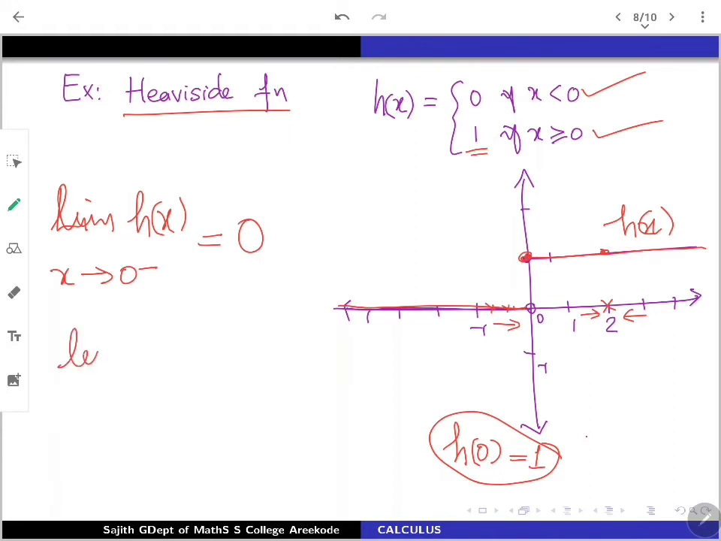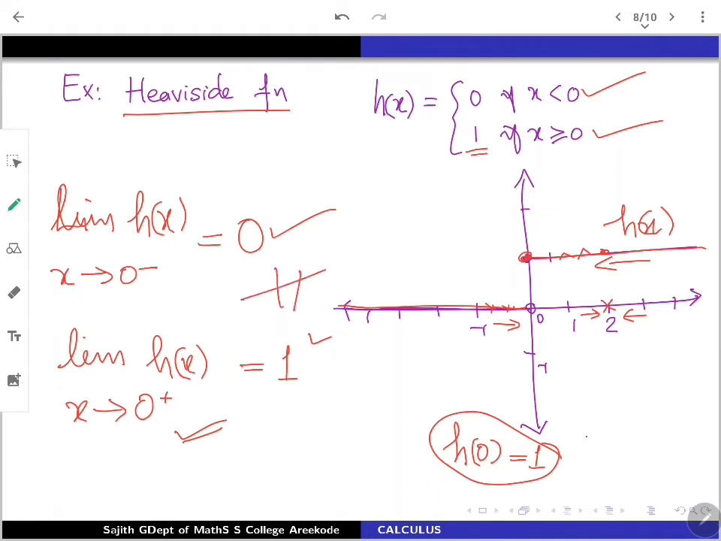On the other hand, if you are looking at h of x as x is nearing towards 0, but now from the right, always the evaluations are 1, we know. So as close as you are coming to 0, it will be always 1 only. So this gives you 1. So left hand limit of h of x is 0, right hand limit of h of x is 1 as x is nearing 0. They are differing, which means the two-sided limit does not exist in this case. They are not coincident.